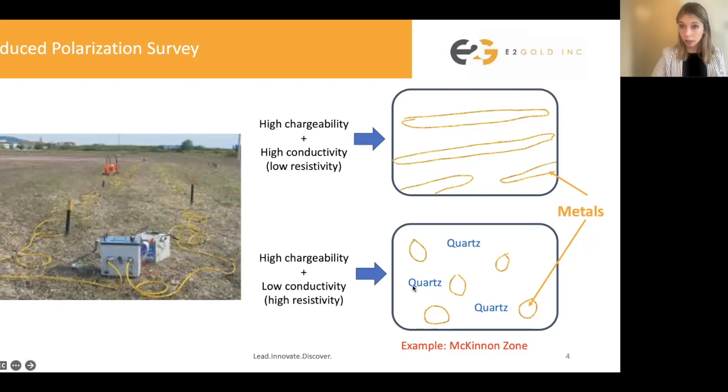Some resistive material is often quartz. So you see quartz often associated with gold mineralization because quartz indicates fluid movement through rocks. So often with gold deposits, and it is the case at McKinnon, you'll see very resistive material because the current can't move through, but chargeable highs, high chargeability, because you do have excitable material there.